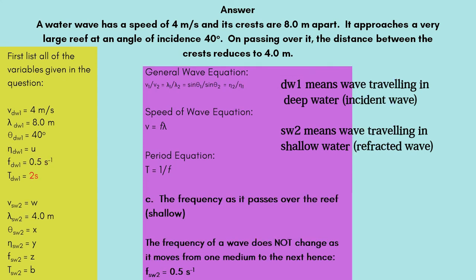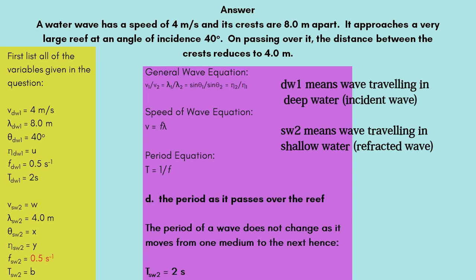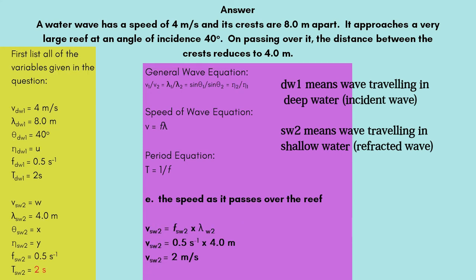The next question asks the frequency as it passes over the reef. The frequency of a wave does not change as it moves from one medium to the next. Hence, it stays at 0.5, so therefore the wave traveling in the shallow region of the ocean will be 0.5 per second. The period as it passes over the reef. So the period of a wave also does not change as it moves from one medium to the next. Hence, the period of the wave moving in the shallow section will also be 2 seconds. So it's unchanged.